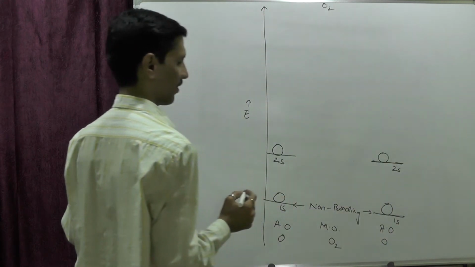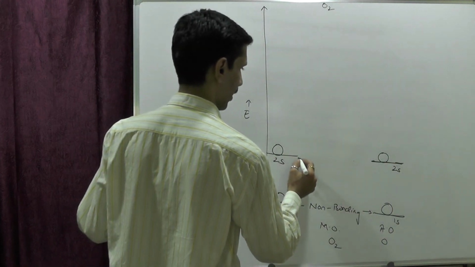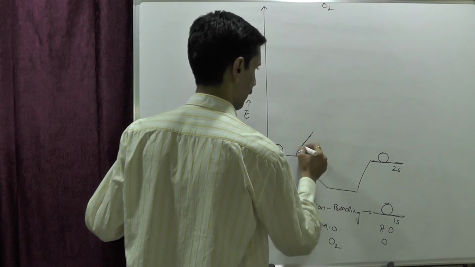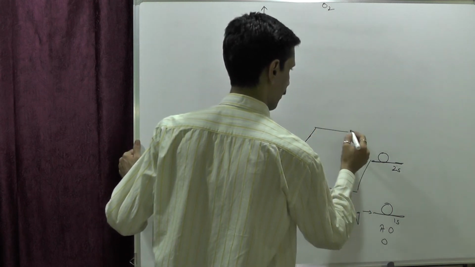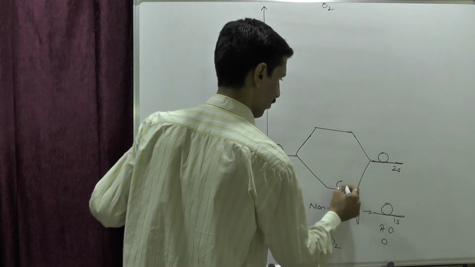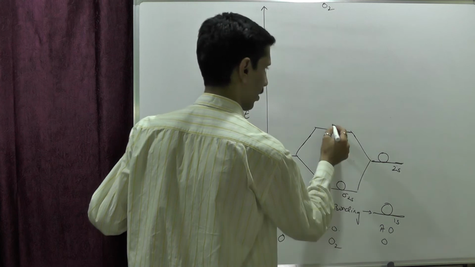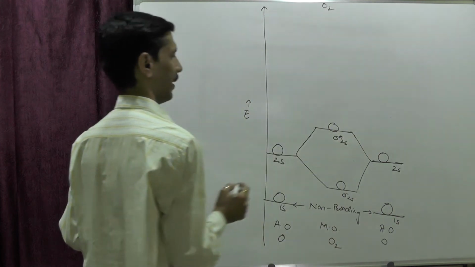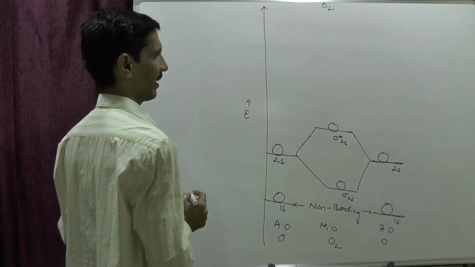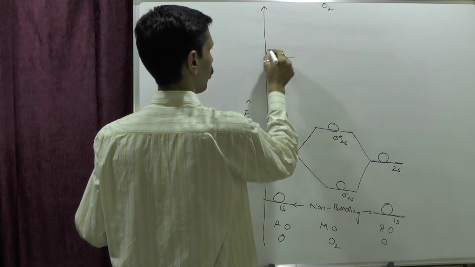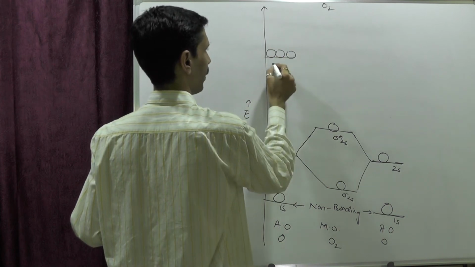2s of one oxygen, 2s of another oxygen, and now they are going to overlap, resulting in the formation of bonding as well as anti-bonding. So we have sigma 2s, and this we have as sigma star 2s. Okay. Now we go into the next one, and that is the 2p orbitals. 2p orbitals are of three types: 2px, 2py, and 2pz.